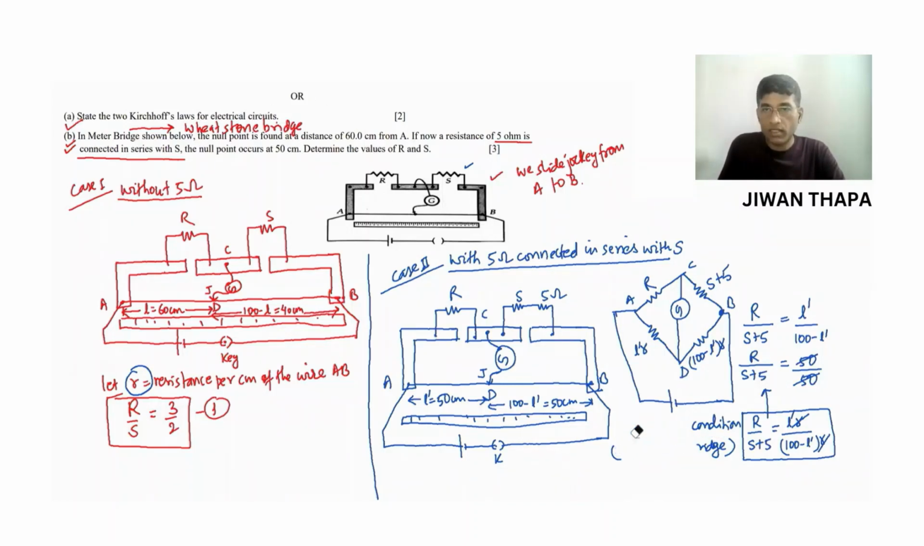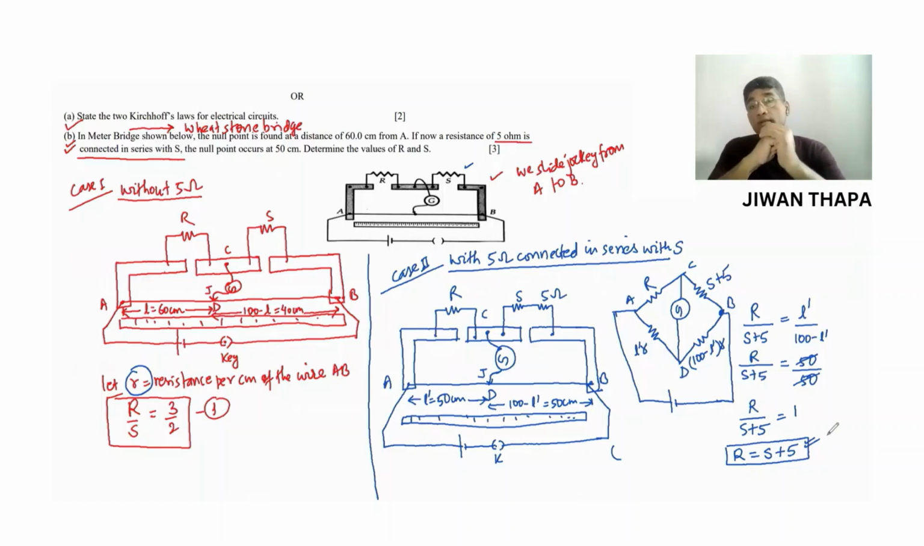So I'm erasing this. We get R by S plus 5 equals 1. Therefore, we can write R equals S plus 5. Now, let's call it this equation. So, we have this equation.